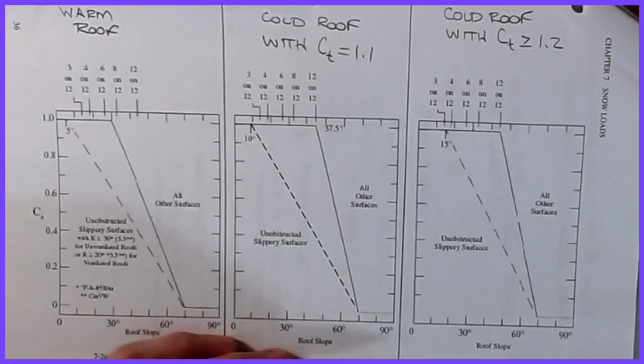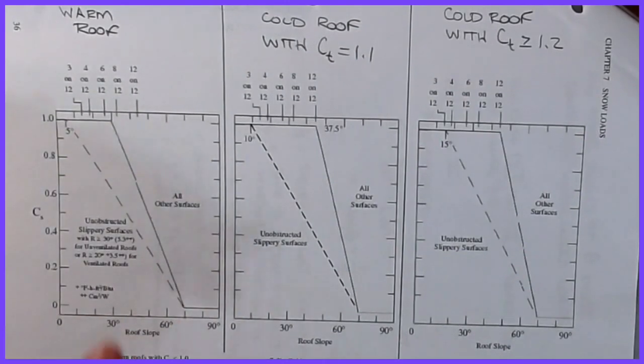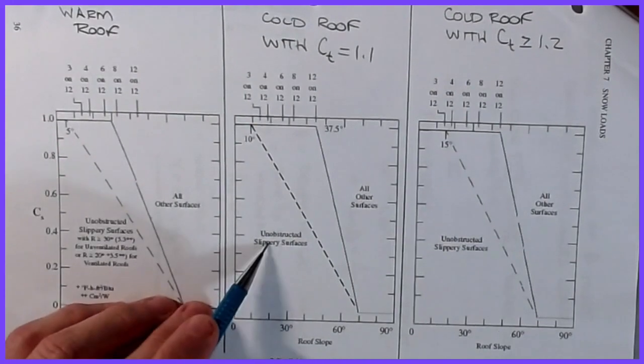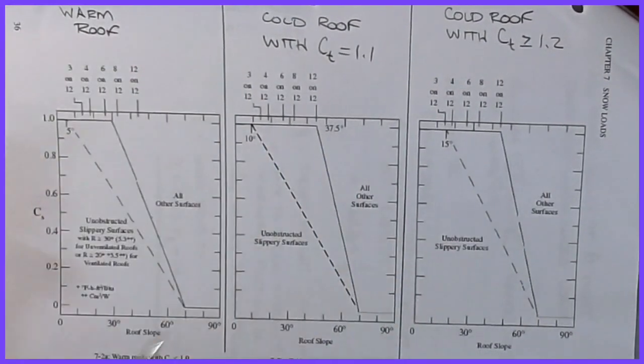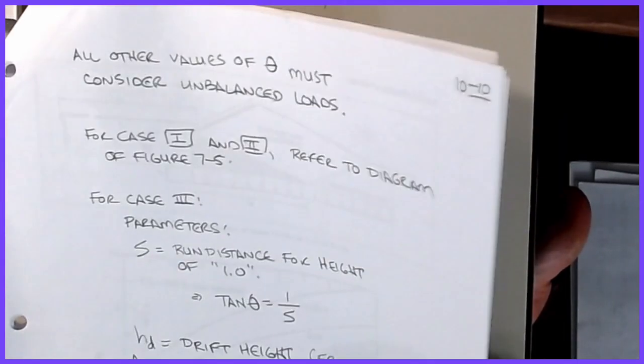And you can see they're all a little bit different, but they all work the same way. CS on the vertical axis and the angle of the roof on the other, and then the roughness lines that you have: unobstructed slippery roofs, and then all other structures are here. So anyway, hopefully that makes a little bit of sense for you. Okay, so that's that part of it.